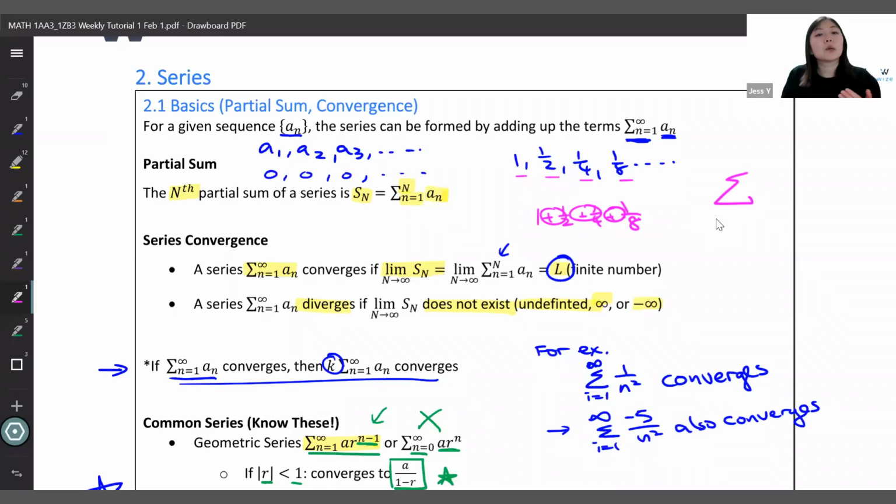So if you're asked to figure out if a series converges, we can't just find the limit of each term because each of the terms can go to zero, but I still don't know what the sum is. So that's why we have to find the limit of the partial sums. And that will tell us what the series converges to. Okay, let me know if that makes sense.